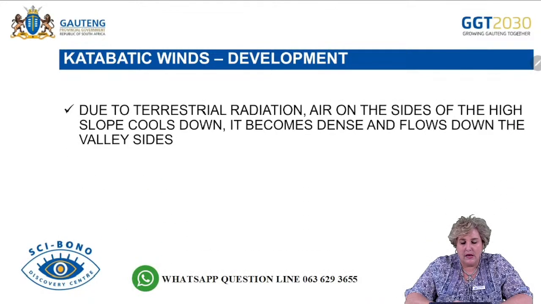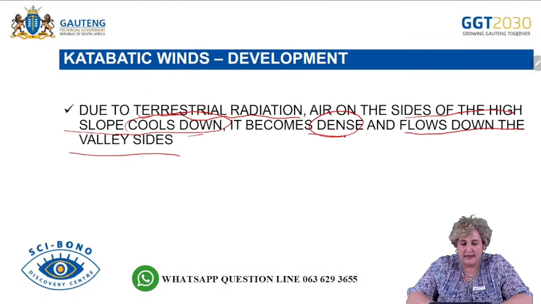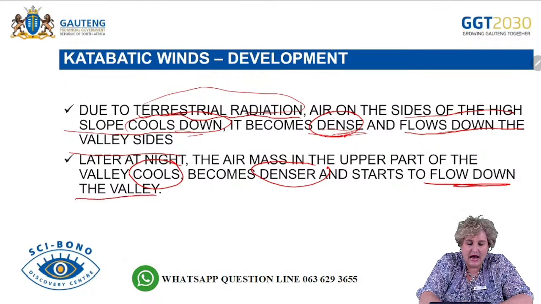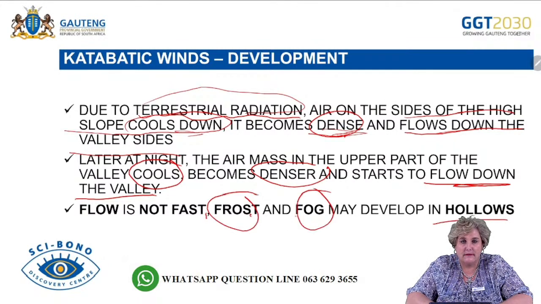Okay, how does it develop? Due to terrestrial radiation, air on the sides of the high slopes cools down, it becomes dense, and it flows down the valley side. So, you're also supposed to know what terrestrial radiation is. It is discussed in grade 10. Later during the night, the air mass in the upper part of the valley cools. If the air cools down, it becomes dense, it becomes heavier and it starts flowing down the valley, like we saw in the previous slide. The flow is not fast. Frost and fog may develop in the hollows down the valley.